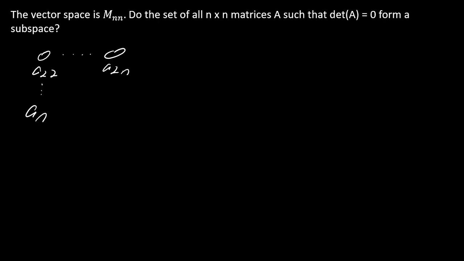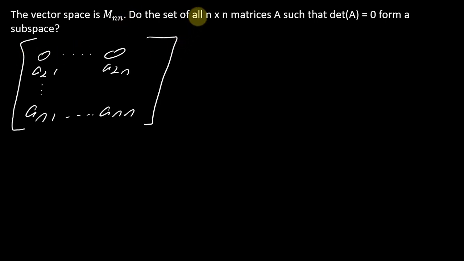Sorry, this should have been A21. And then this will be ANN. Okay, so here's my first matrix. I have a 0 row here, and I'm going to add to it. So I'm going to have this B11 to B1n, and then in this row I'll have all my zeros.